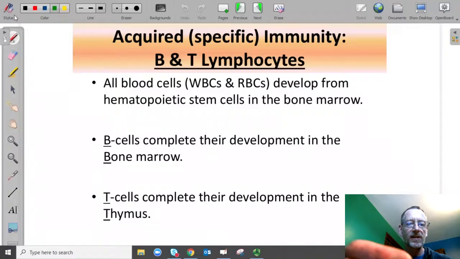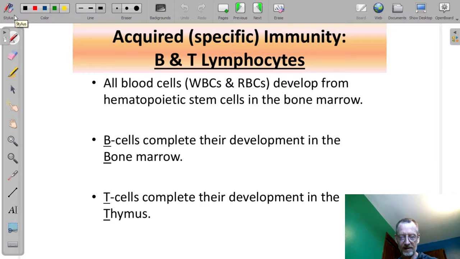So let's go to the first slide, which is introduction to the idea of acquired or specific immunity. This is learned. The body is exposed, the immune system is exposed to a particular antigen, it responds to that antigen, and it remembers it.